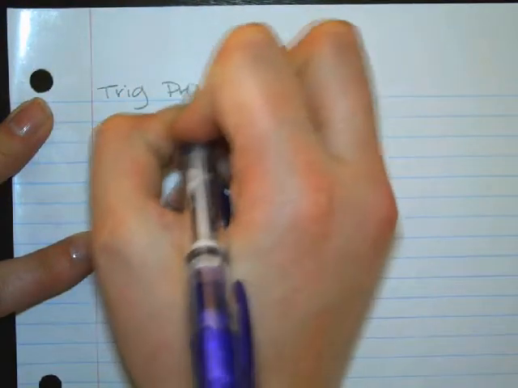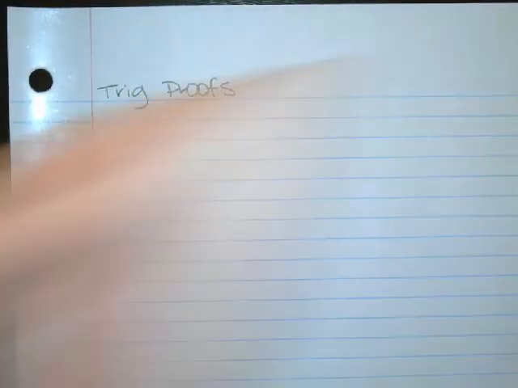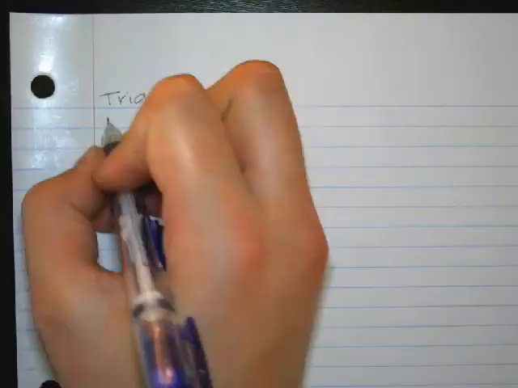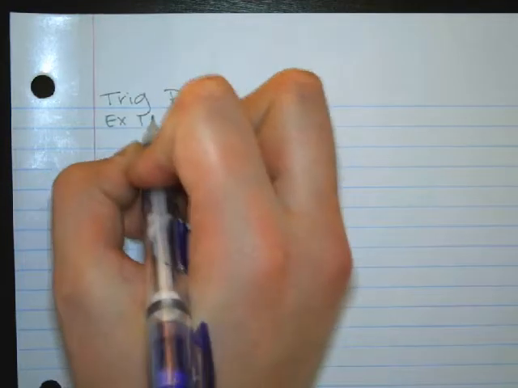All right, so at the top of your paper, go ahead and put Trig Proofs. You do need your green sheet out. We're going to refer to it. All right, so this is similar to what we did yesterday. It's a little bit different. I'm just going to go ahead and go through some examples, and I'll give you some strategies as we go.